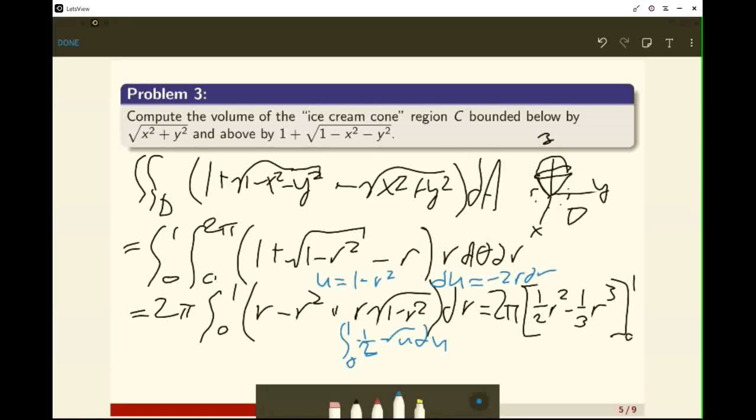in increasing order. And so that term there means that we're going to get also a 2 pi times 1/2 times 2/3, so I'll just write that as 1/3 u to the 3/2 between 0 and 1.